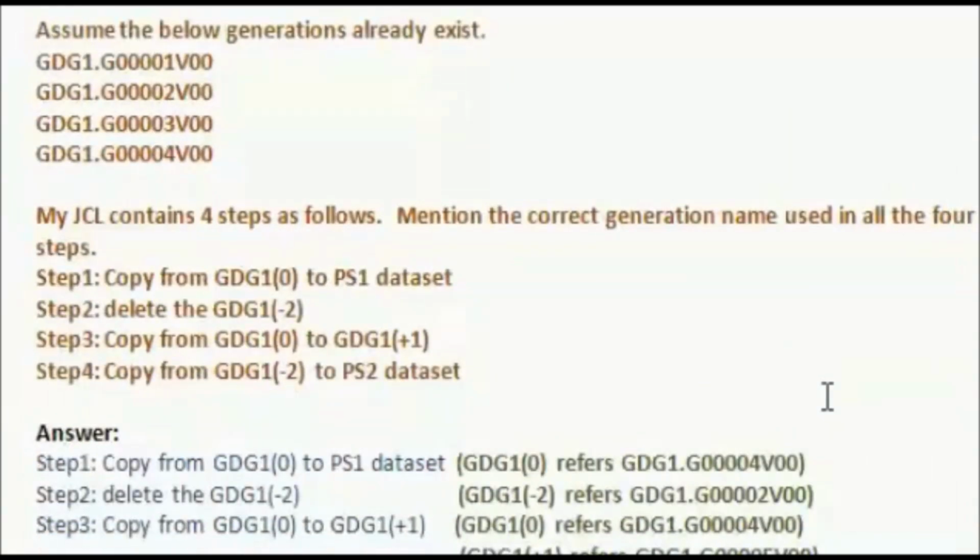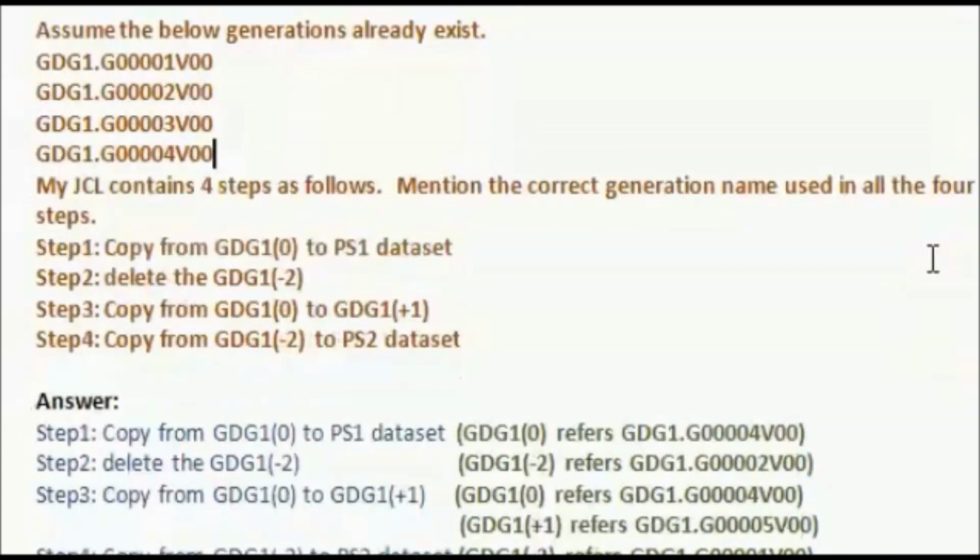Next one. Assume the below generations already exist. GDG1 is my GDG base name. I have 4 versions: G1, 2, 3, 4. My JCL contains 4 steps as follows. Mention the correct generation name used in all 4 steps.